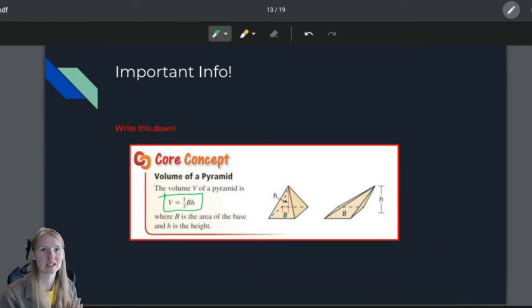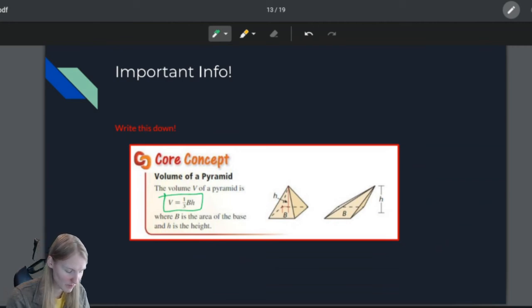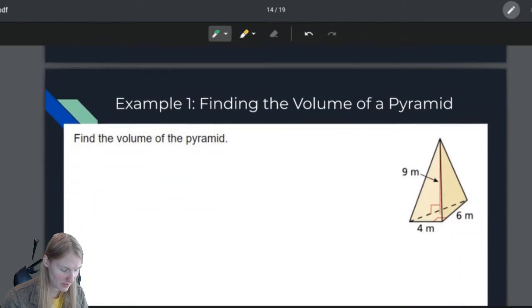1/3 base times height. Volume of a pyramid is 1/3 base times height, where B is the area of the base and H is the height. And again, it doesn't have to just be a right pyramid, it can also be a slanty pyramid like this as well. So yeah, pause the video, write that down, we're moving on. Finding the volume of a pyramid.